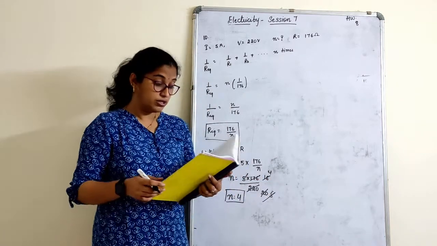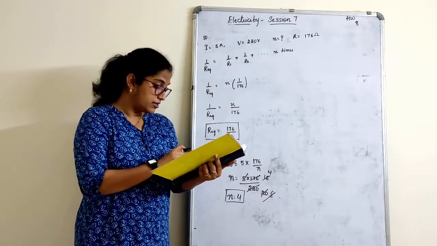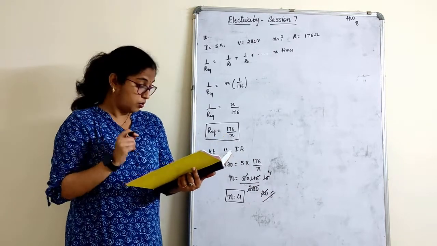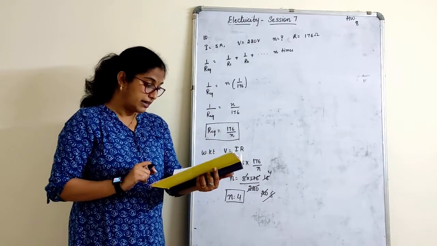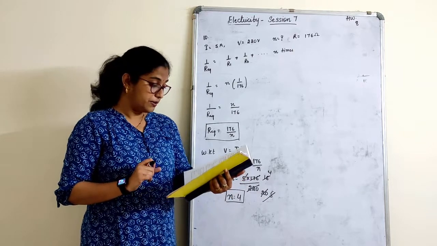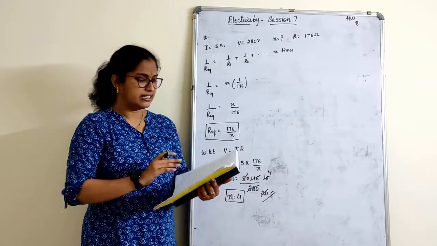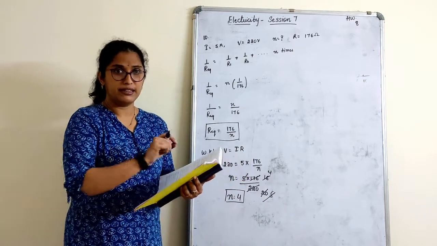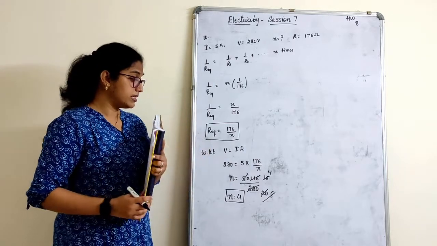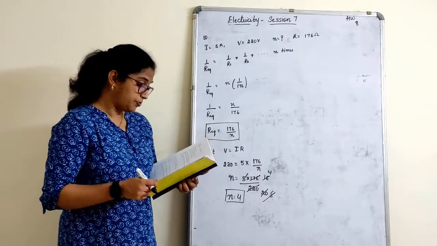Give the conclusion. Therefore, 4 resistors of 176 ohms are to be connected in parallel to carry a current of 5 amperes on a 220 volt line. Same question, I have repeated it in the conclusion. The conclusion is must and should, children, when you write this.